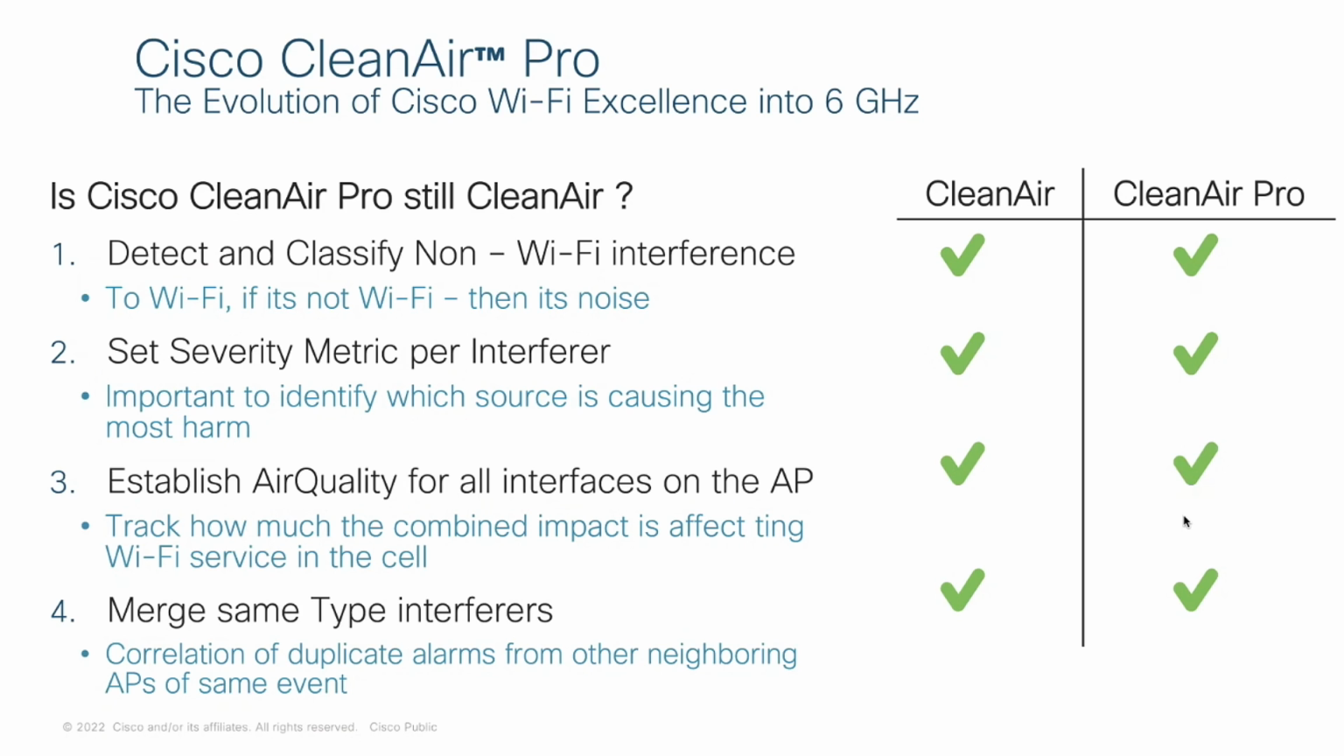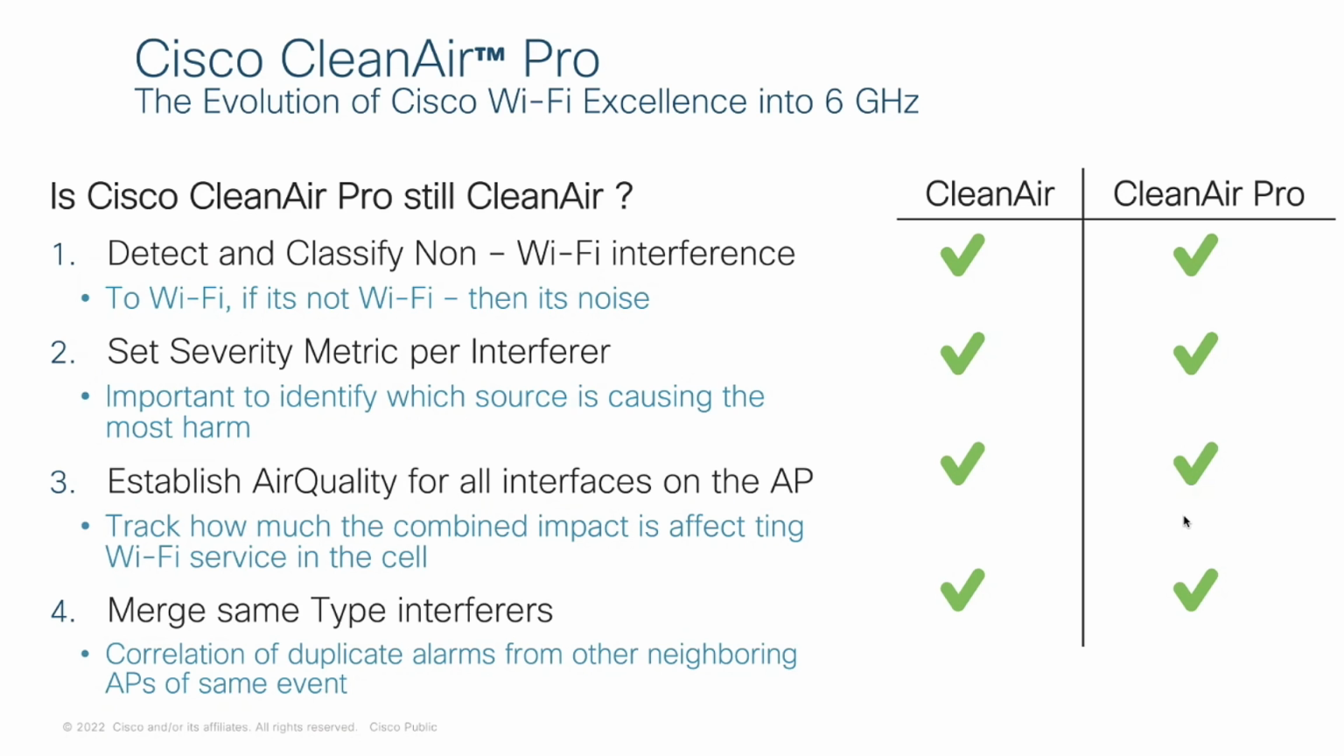It had several missions: detect and classify non-Wi-Fi interference. We meet that. Set severity metric per interference. Otherwise, how do you know which one's your problem? Establish air quality for all the interfaces on the AP. If you've got more than one interferer, you've got severity for each one, but what's that as a cumulative hit? And then merge same type interference.